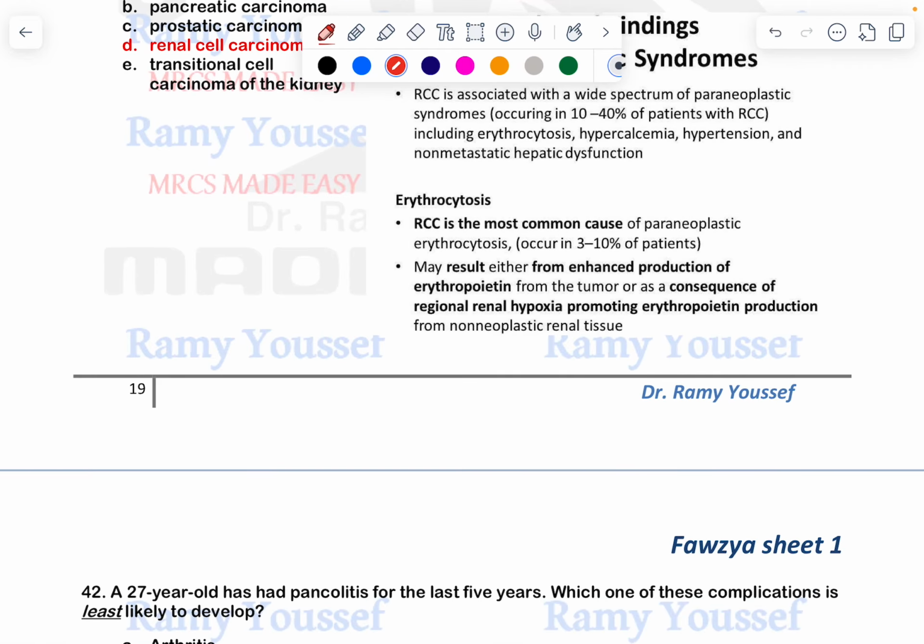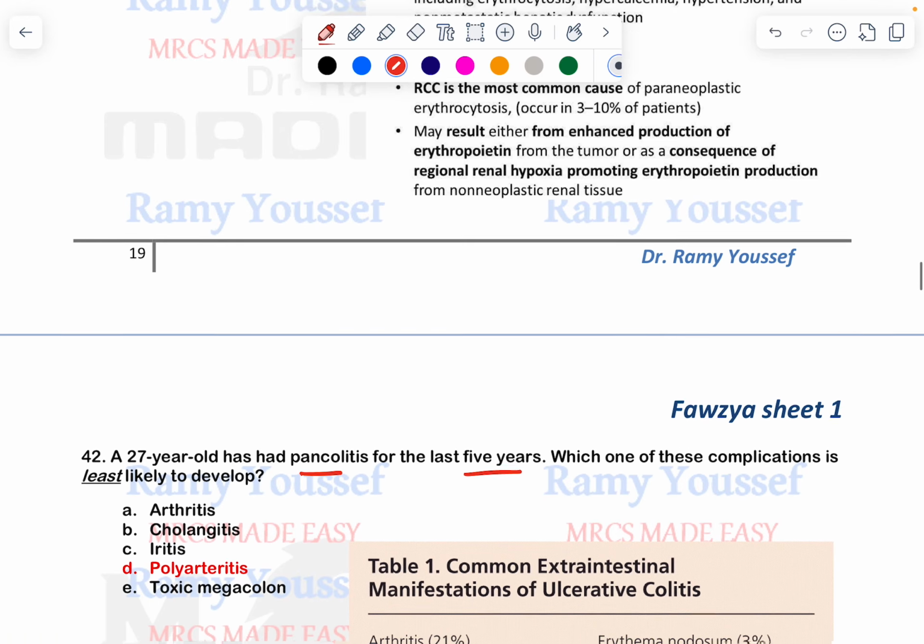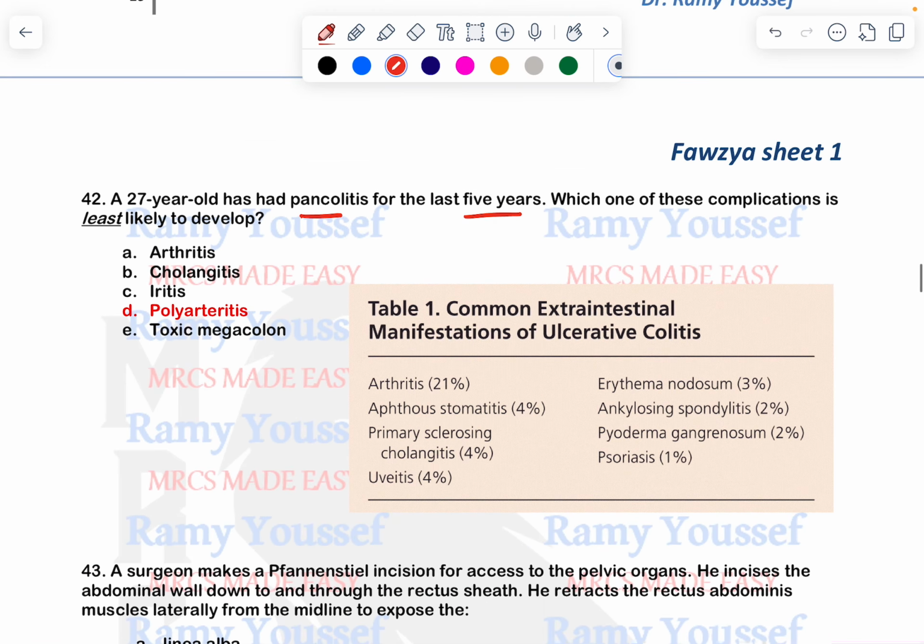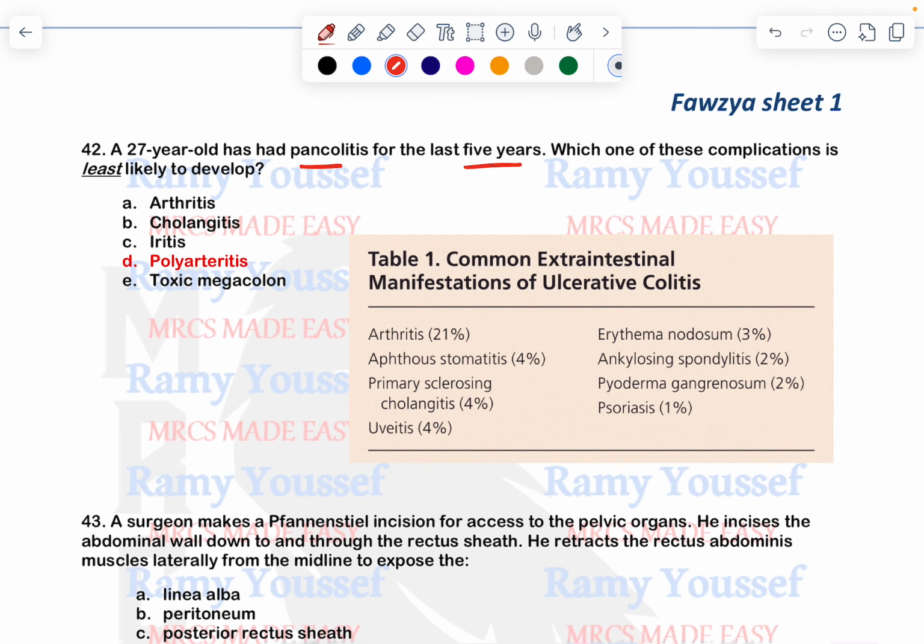A 27-year-old has had pancolitis for the last 5 years. Which one of the following complications is least likely to develop? Polyarthritis. This question is again coming. Polyarthritis is not a part of ulcerative colitis.